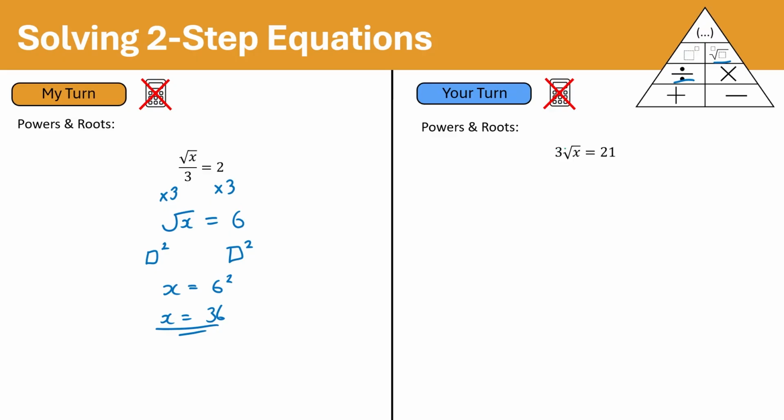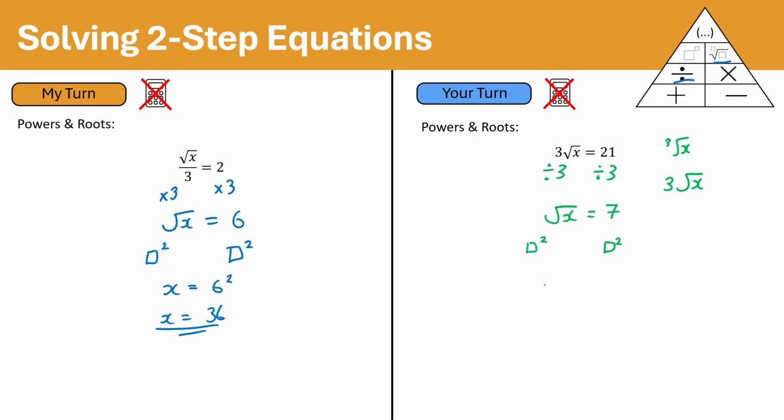Here we have 3 multiplied by the square root of x. This is not the same thing as the cube root of x. We're actually multiplying the square root of x by 3, so they're different things. Let's undo our multiplication first by dividing both sides by 3. On the left, that'll leave me with the square root of x, and on the right, 21 divided by 3 is 7. I then want to undo my square rooting, so I will square both sides.